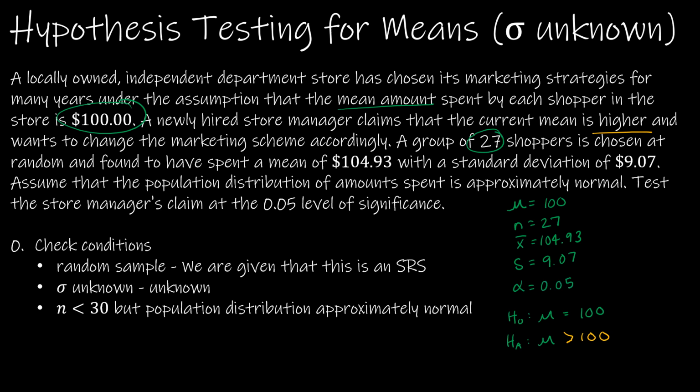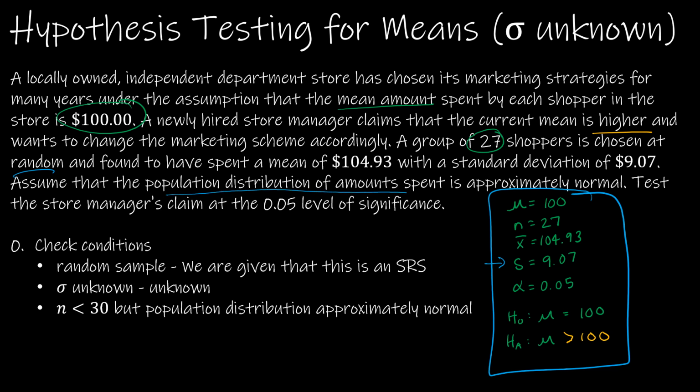Okay, so we have everything we need here. Now let's check conditions. Random sample, it's told to us in the question, random. And sigma is unknown, correct. They've given us S, not sigma. And n, although n is less than 30, it says that the population distribution of amounts spent is approximately normal. So conditions are met, and we have everything we need. Let's move on.